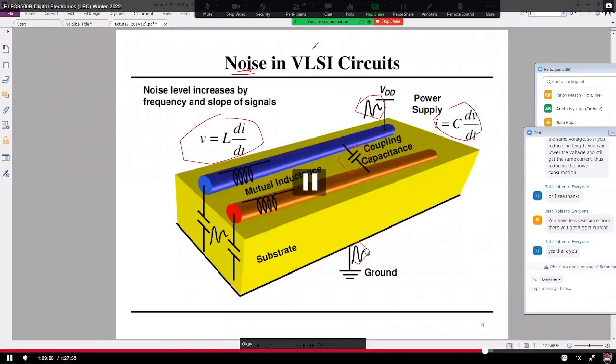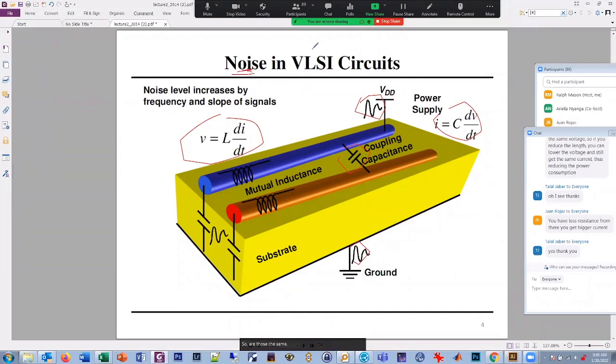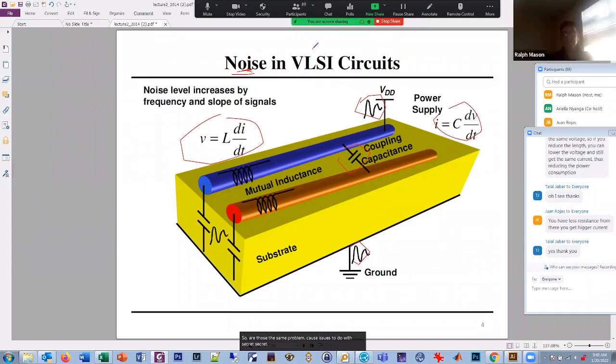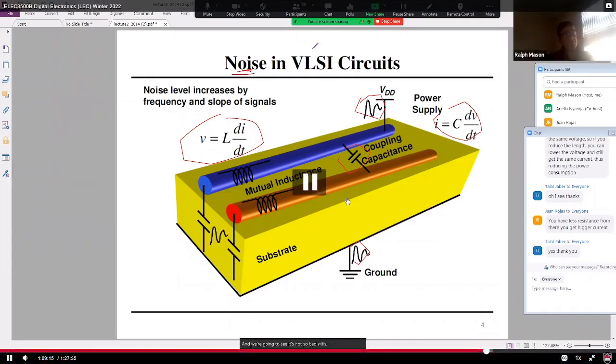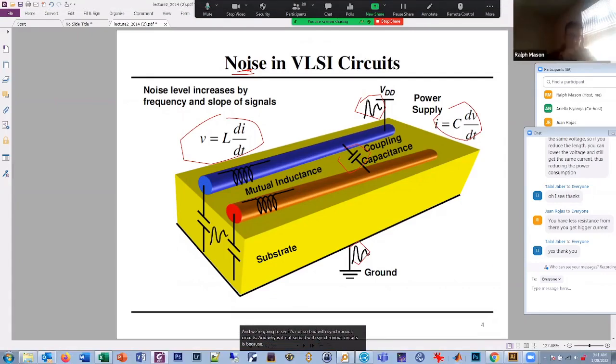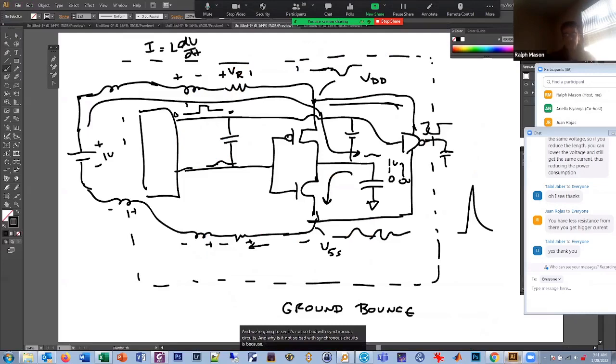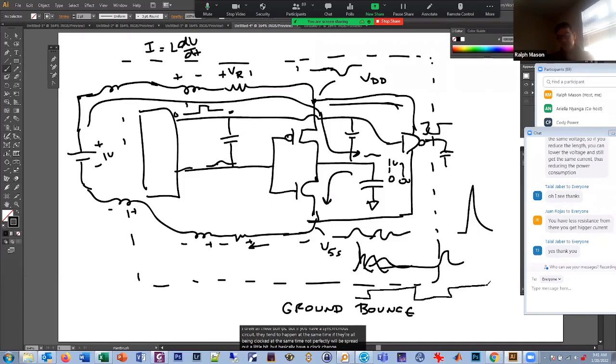So are those exact same problems that cause issues to deal with synchronous circuits? We're going to see it's not so bad with synchronous circuits. And why is it not so bad with synchronous circuits? I drew all these bumps. But if you have a synchronous circuit, they tend to happen at the same time if they're all being clocked at the same time. Not perfectly. They'll be spread out a little bit, but basically you have a clock change, and a whole bunch of circuits change here and here, and you definitely get big bounces at that point.